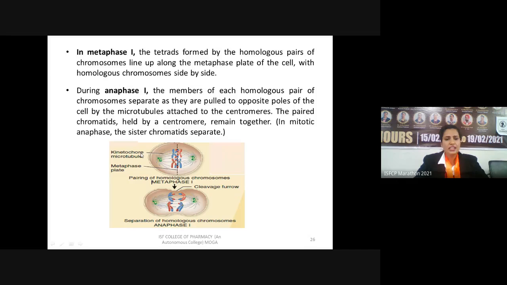Next phase we have is the anaphase 1. During anaphase 1, each homologous pair of chromosomes separates, and they are pulled to the opposite poles of the cell by the microtubules which are attached to these centromeres. Here centromeres are seen, which are of green color. They pull these chromosomes towards themselves. Hence, the separation takes place, and the paired chromatids, which were held by the centromere, remain together. But in mitosis, the sister chromatids were separated. Here, these chromatids are together.